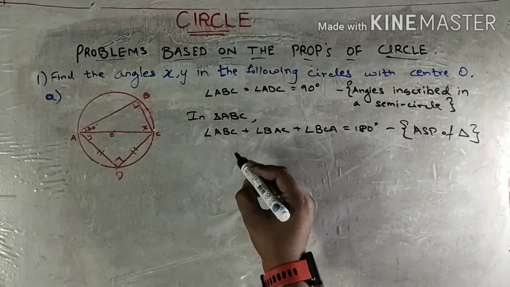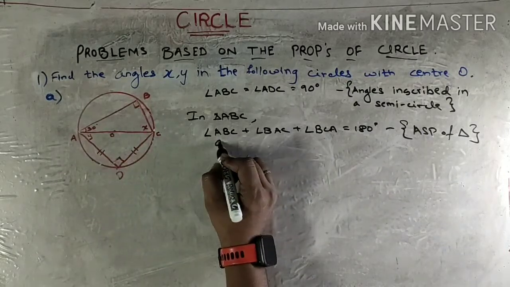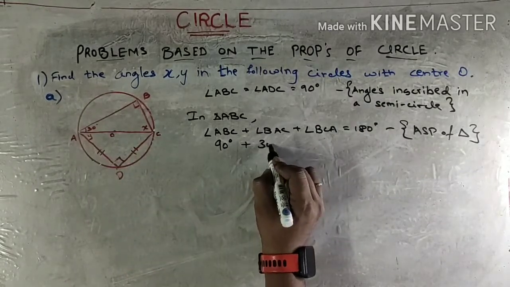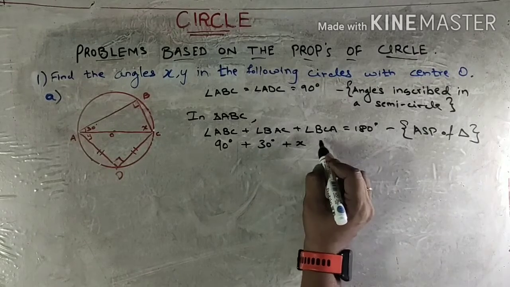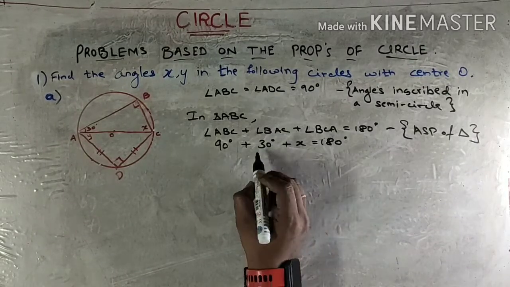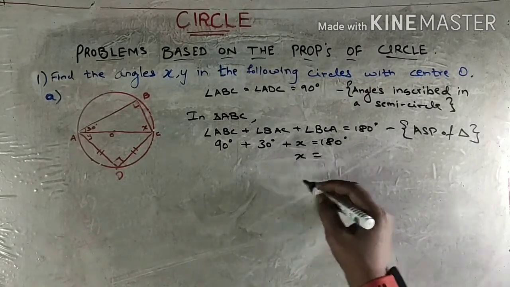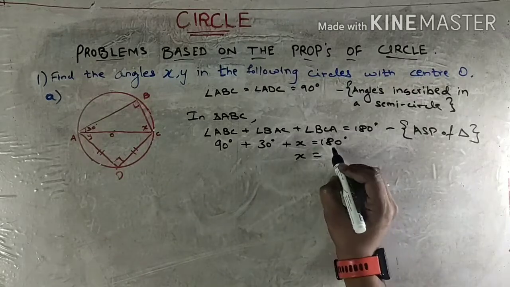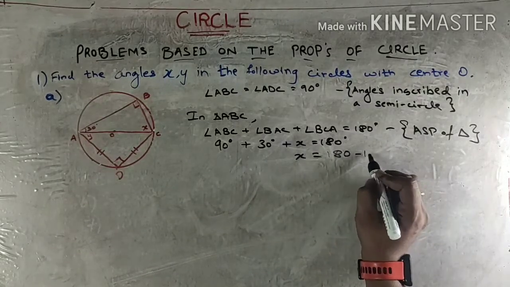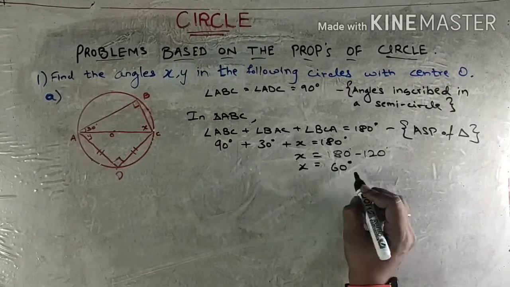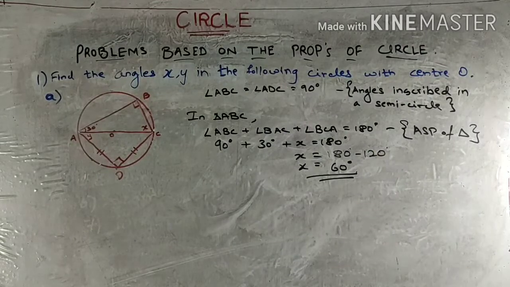So angle ABC is 90 degrees, we have found from here, plus angle BAC is given as 30 degrees, plus X gives me 180 degrees. Therefore, keeping X on one side, 90 plus 30, 120, subtracting 120 from both the sides, we get 180 minus 120, which is nothing but 60 degrees. So we have found X is equal to 60 degrees. Now let us move towards our next target, that is Y.